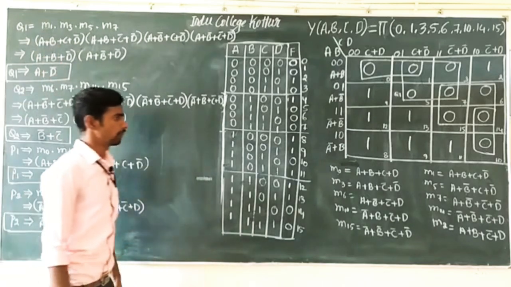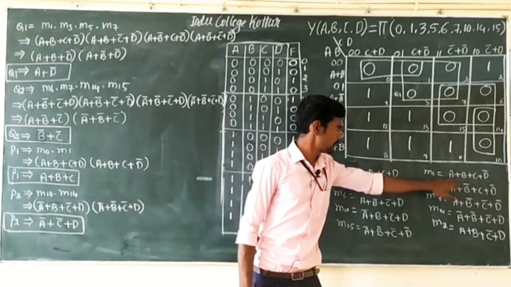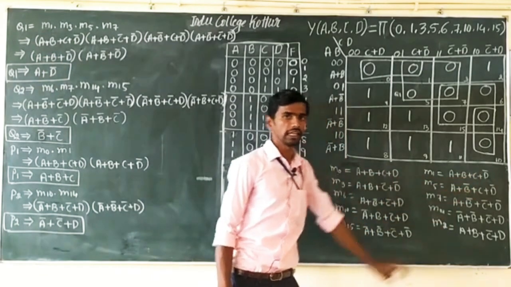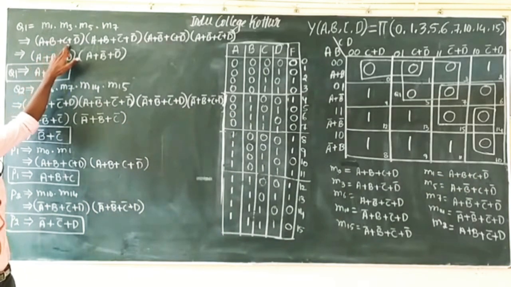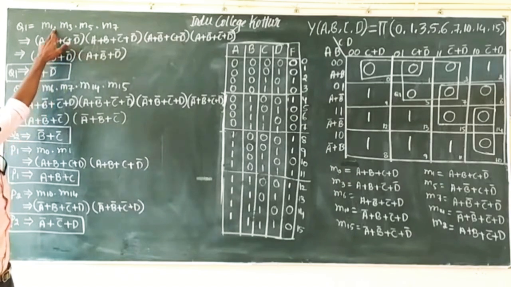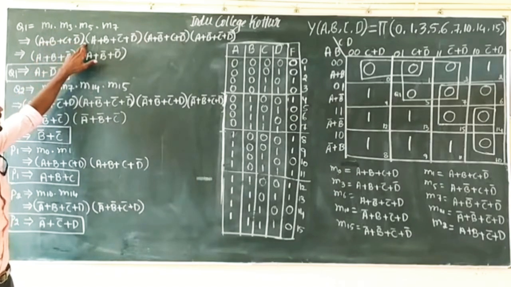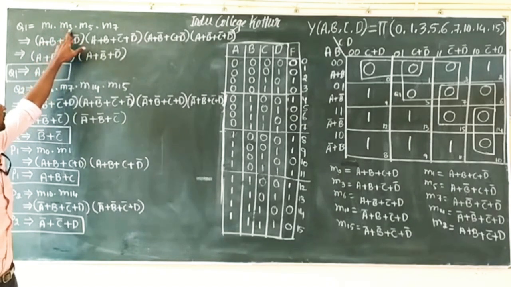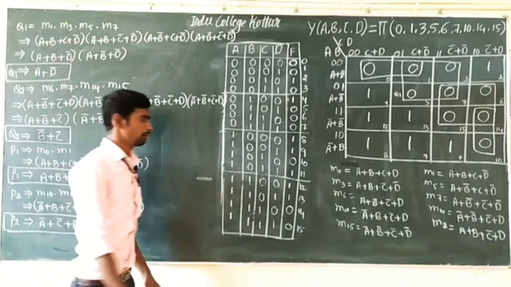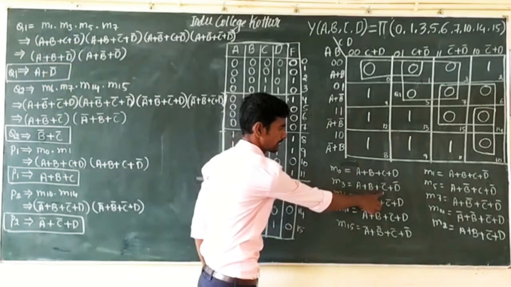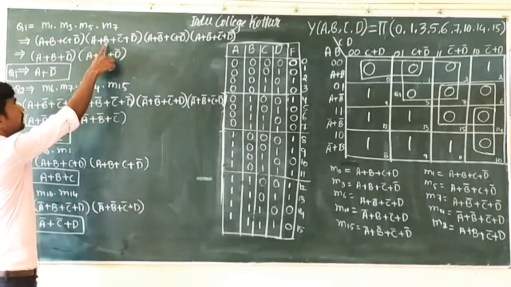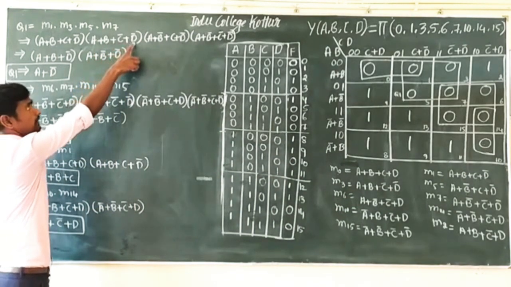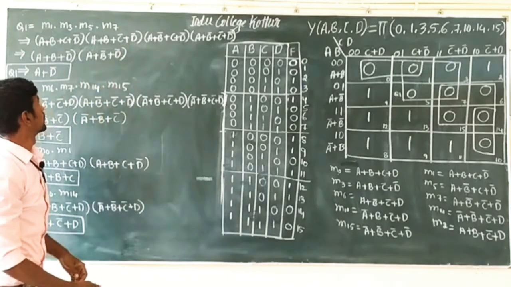Here is M1: A plus b plus c plus d complement, as it is. Next, M3 values: A plus b plus c complement plus d complement.